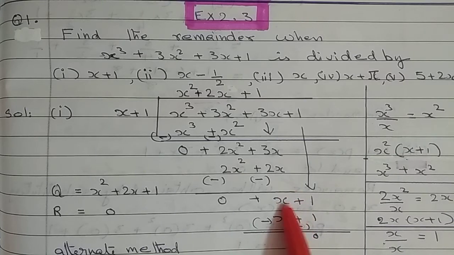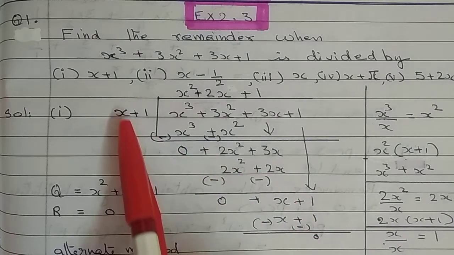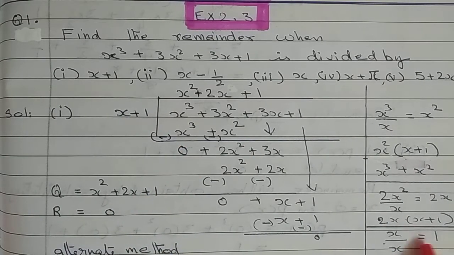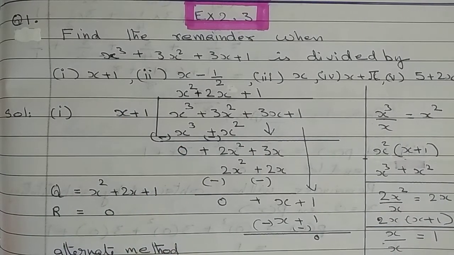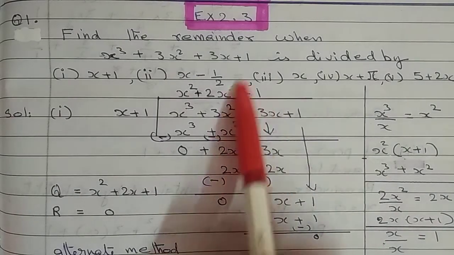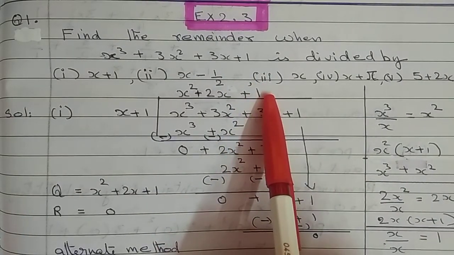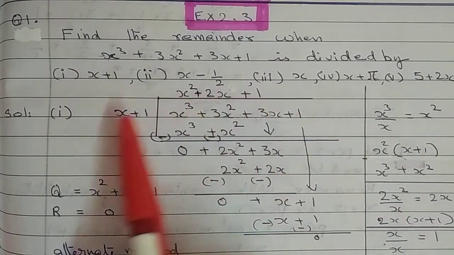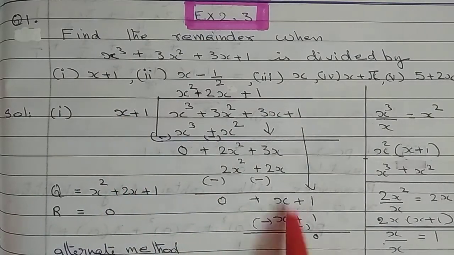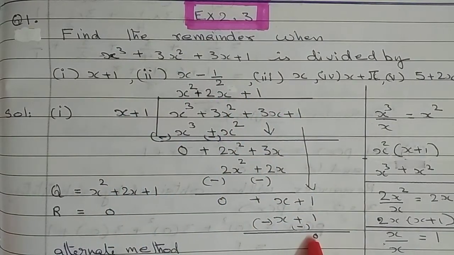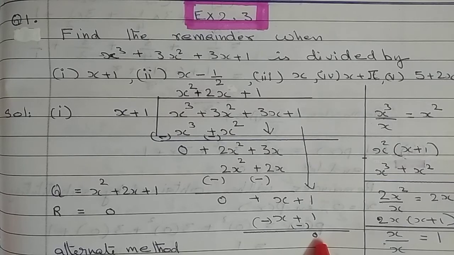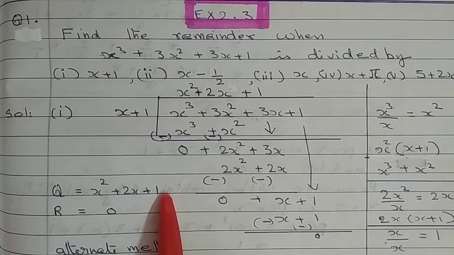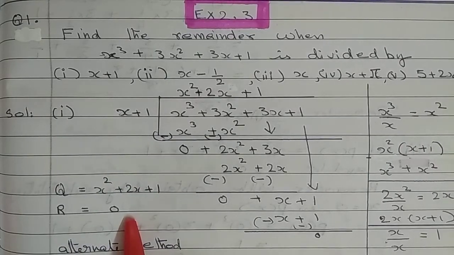Now again take the first term from here and divide it by the first term of the divisor, that is x. x upon x is equal to 1. Now this will be the third term of the quotient, and that will be multiplied by x plus 1. 1 into x plus 1: 1 into x, x; 1 into 1, 1. Again subtract it. You get the remainder 0. That means by actual division, the quotient is x square plus 2x plus 1, and the remainder is 0.